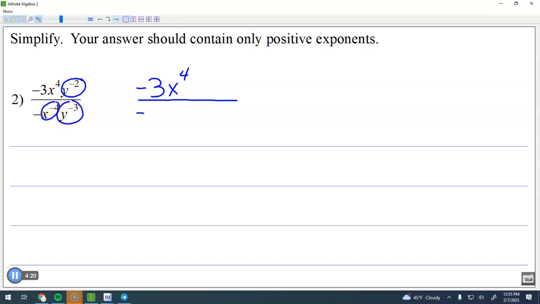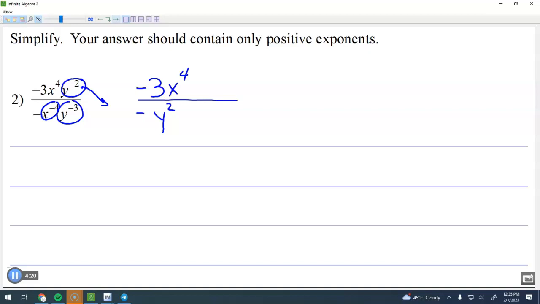What I mean by change is flip to the other side of the fraction. So anything with a negative exponent flips to the other side, top, bottom, whichever way, and then the exponent becomes positive. So this guy goes to the bottom, and I'll have a y squared down there. Negative 2 power on top, positive 2 power on bottom.